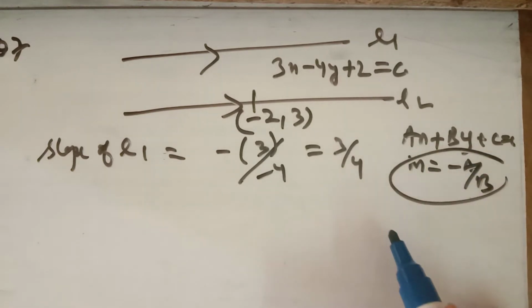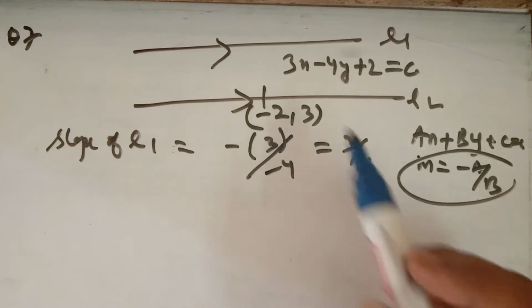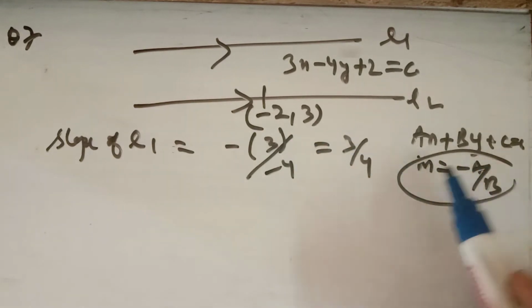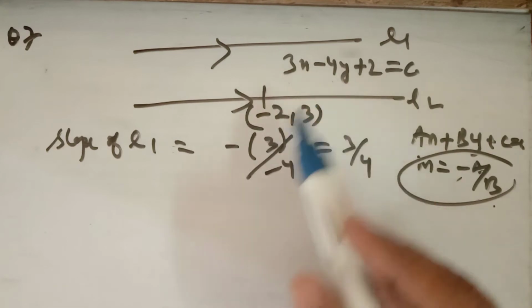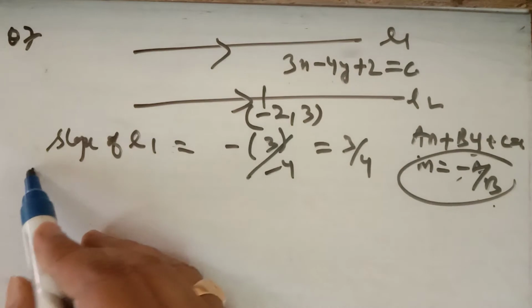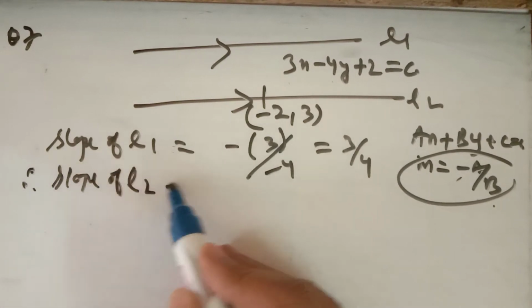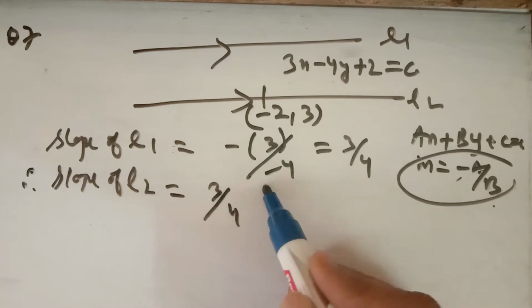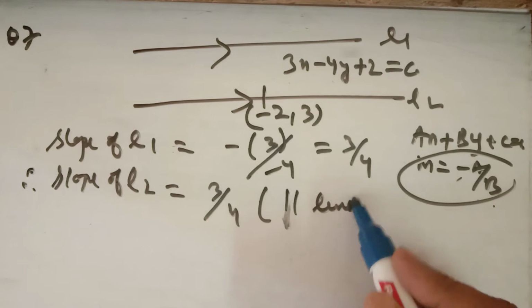Learn it. If the equation of the line in the general form or standard form is given, that is ax plus by is equal to c, then its slope is minus a upon b. A is 3 and b is minus 4, so minus a upon b, that is 3 upon 4, is the slope of the line L1. Therefore, the slope of the line L2 is also equal to 3 upon 4, because parallel lines are given. Parallel lines के slopes equal होते हैं.